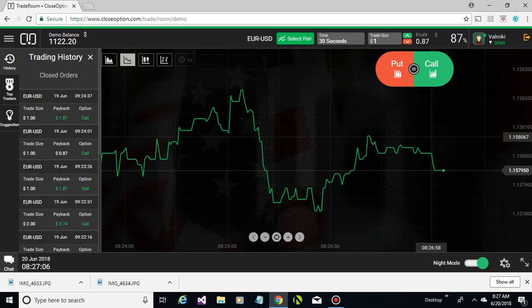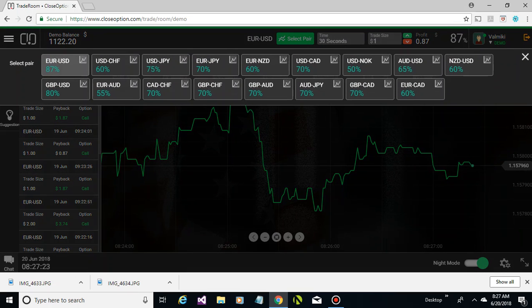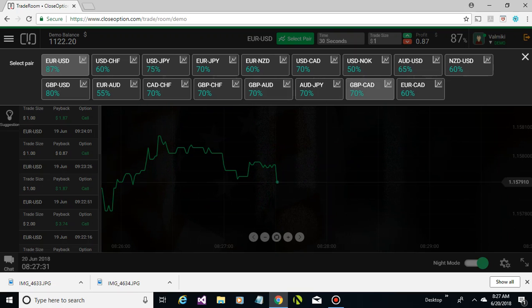So for this strategy, we're going to be using the Euro USD pair on a 30-second time frame because the Euro USD offers the highest rate of return compared to other pairs. As you can see right here, it's 87%. Look at the other pairs; it's at 80% for the British pound USD, all the way down to 50% for the USD Norwegian kroner.